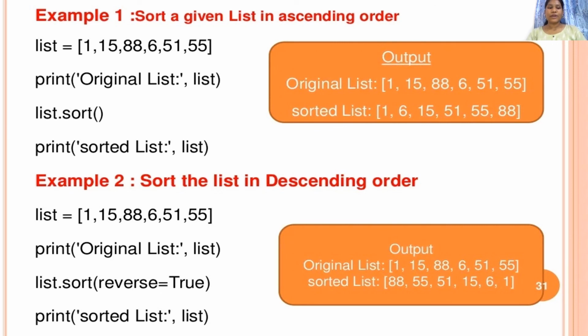The second example I have taken is to sort the elements in descending order. That is, consider the same list, 1, 15, 88, 6, 51 and 55, and print the original list. And by using list.sort(reverse=True), print the sorted list. The output for the given example would be the original list, 1, 15, 88, 6, 51 and 55, and the sorted list would be 88, 55, 51, 15, 6 and 1.